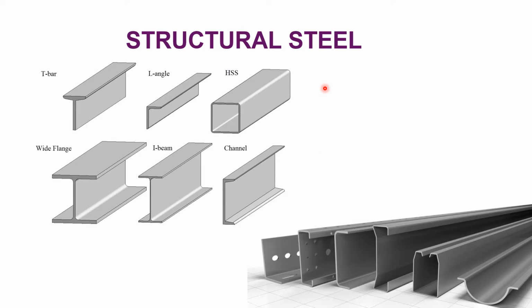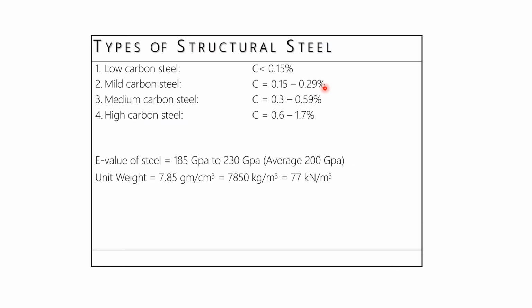One is the hot rolled section, the second is the cold rolled section. I will discuss them again in the coming slides. First of all, types of structural steel: low carbon steel and mild carbon steel. When the percentage of carbon in steel is less than 0.15%, that is low carbon. Mild carbon is 0.15 to 0.29%. Medium carbon steel is 0.3 to 0.59%, and high carbon steel is 0.6 to 1.7%. These are the types of structural steel.